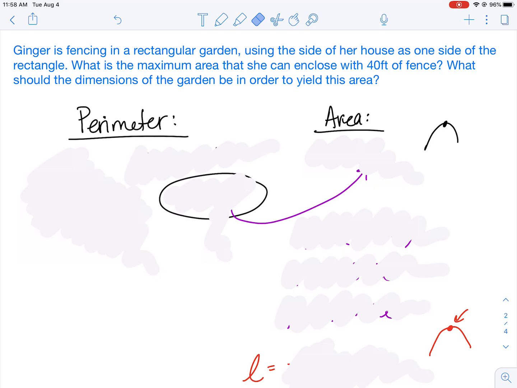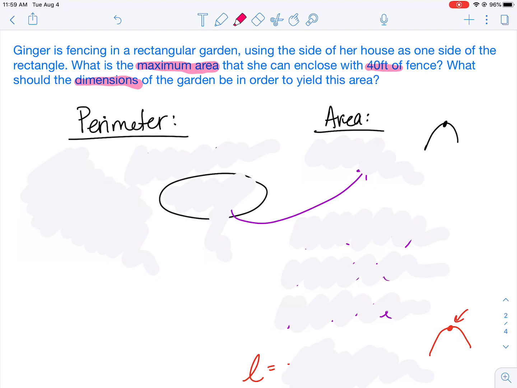So in this problem, it says that Ginger is fencing a rectangular garden using the side of her house as one of the sides of the rectangle. What is the maximum area that she can enclose with 50 feet of fence? What should the dimensions of the garden be in order to yield this maximum area?